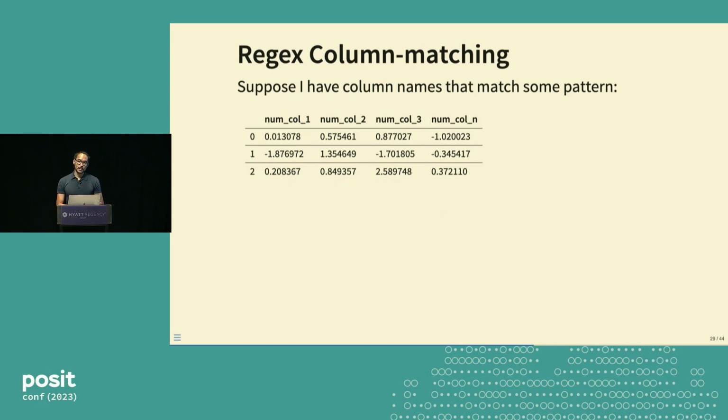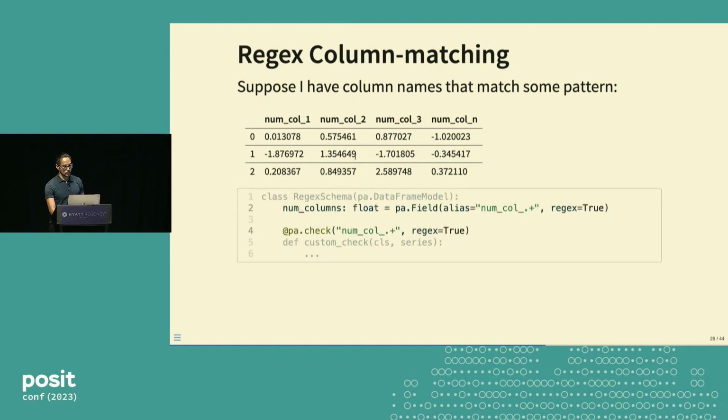The last part I'll show you before going into R is regex column matching. Say you have a data frame with 1,000 columns, and they all have similar semantics, and they're named in a similar way. You can specify an attribute that has an alias that essentially becomes a regular expression when you say regex is true. Same goes with these @check column level checks. Essentially, you will apply the validation to any column that matches that regular expression.